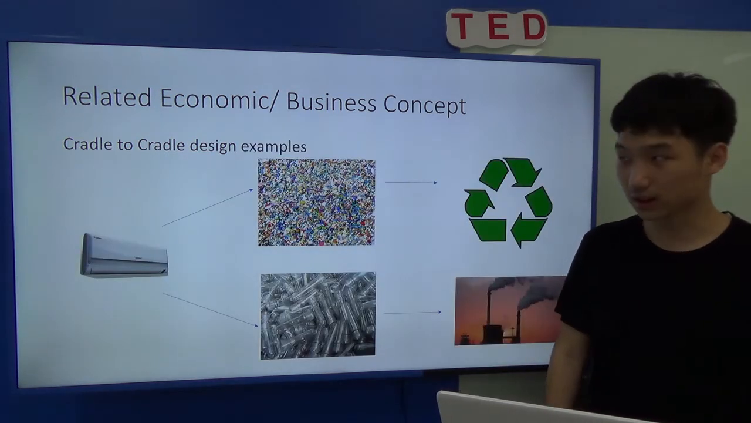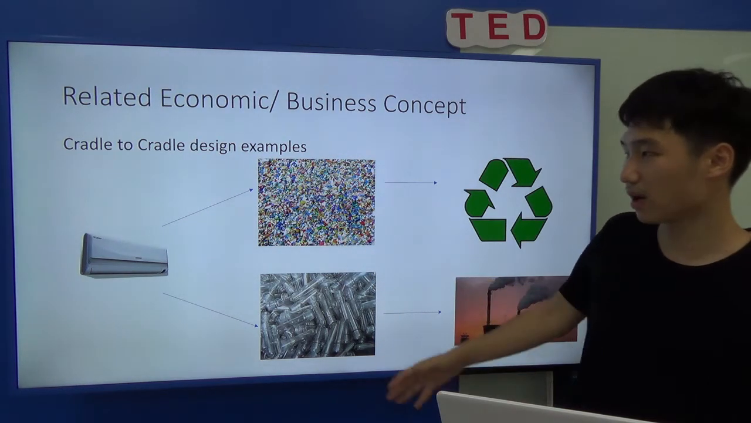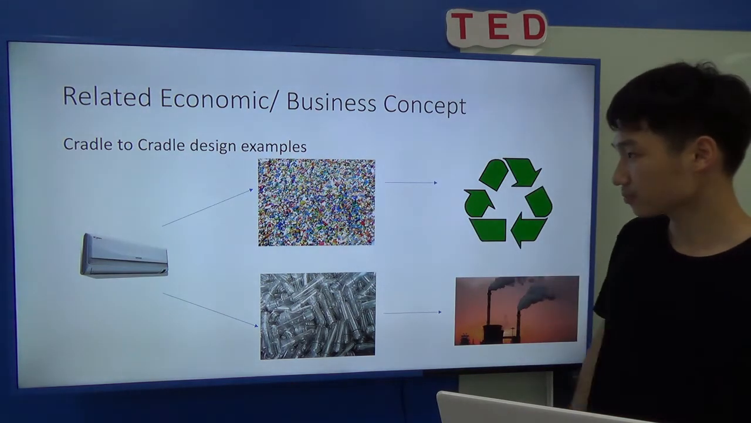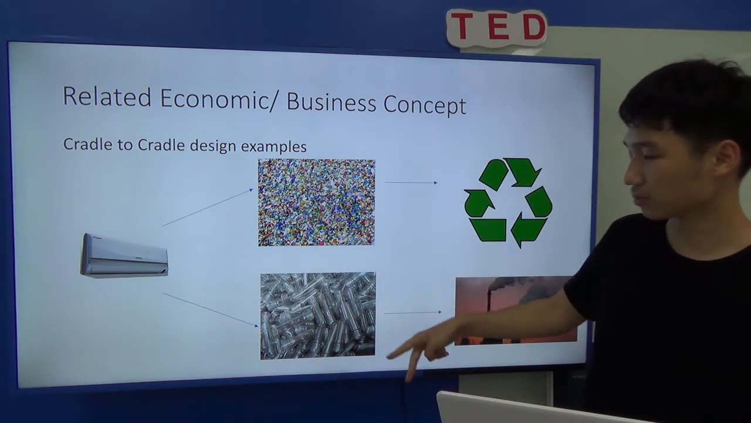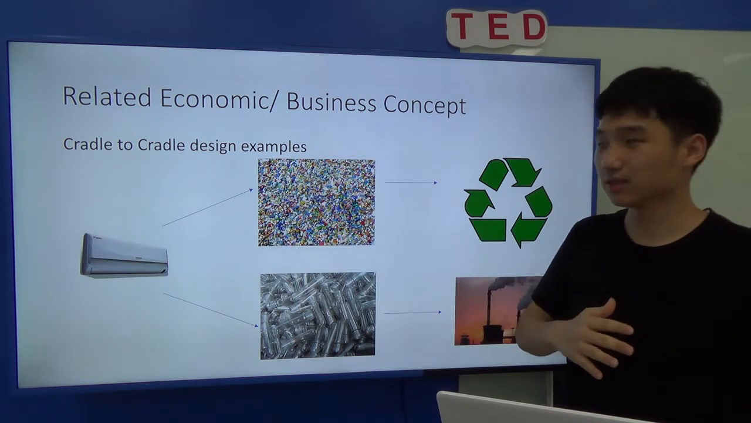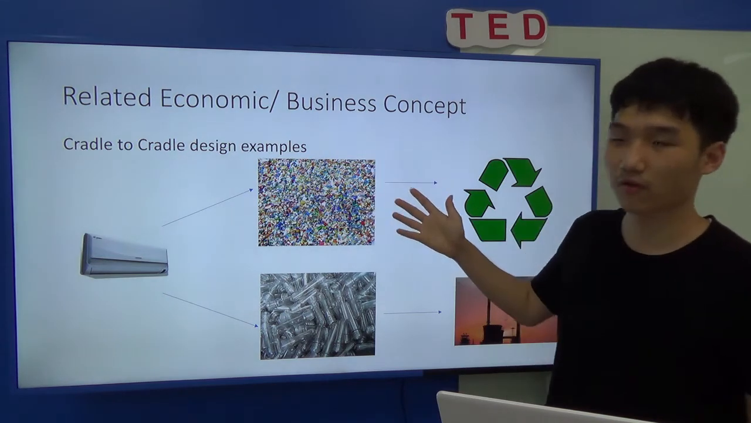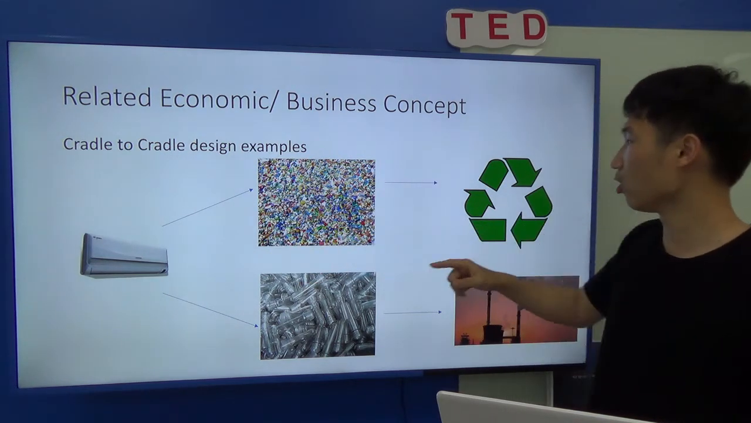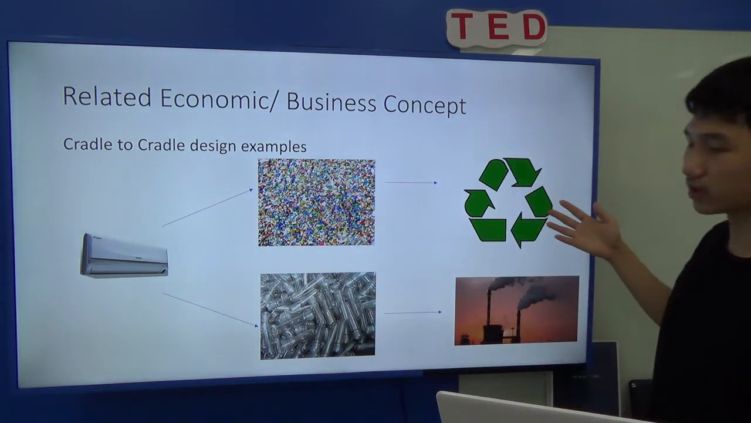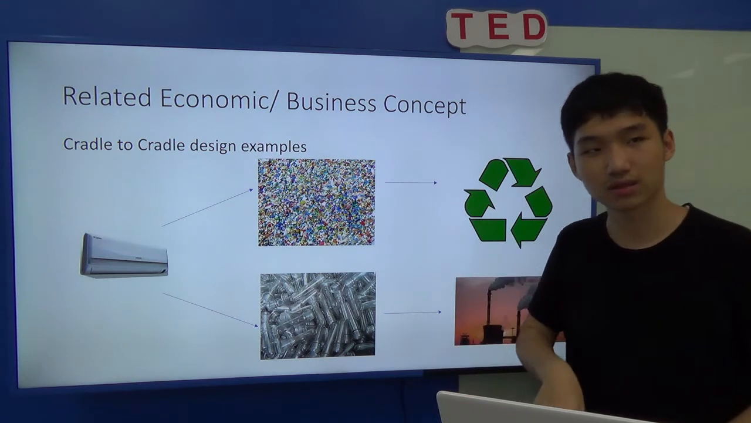So the good example, which is also in my school test, was about an air conditioner producing company. There are two types of production. The cradle-to-cradle design, for example, uses recycled plastics for the air conditioner. And when the air conditioner is finally disposed of, it can be recycled again. So it's almost like an endless loop of plastics.